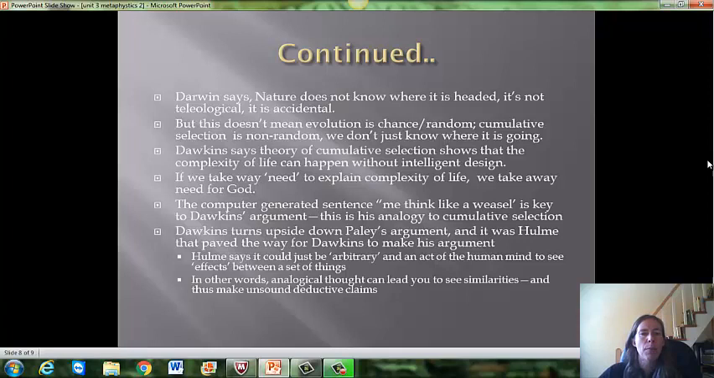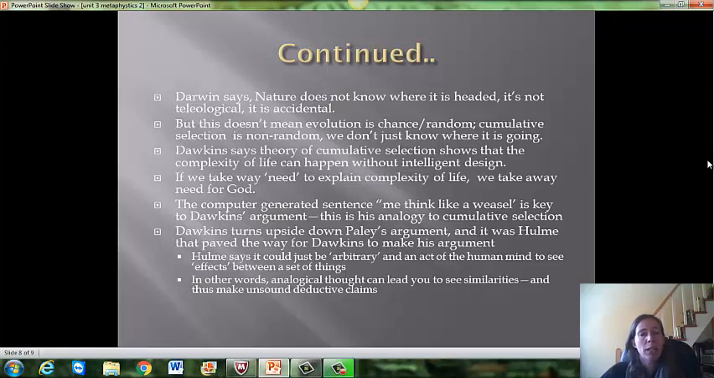And so Dawkins says that the theory of cumulative selection shows that the complexity of life can happen without any intelligent design behind it. And if you take away the need to explain the complexity of life through an external being rather than just cumulative selection, then you take away the need for God. And this is where that computer-generated sentence, "methinks it is like a weasel," is key for Dawkins' argument. This is his analogy to cumulative selection, the same way that Paley had the analogy of the watch.